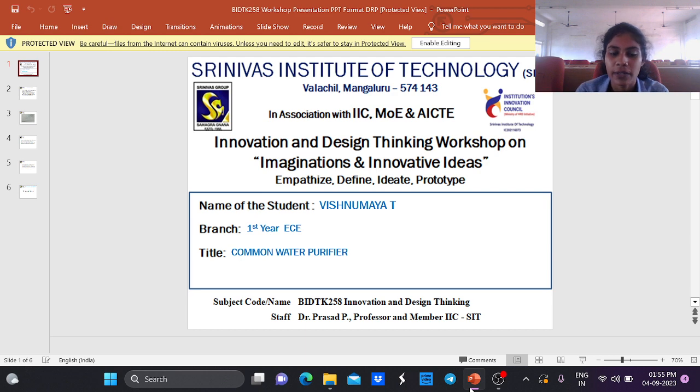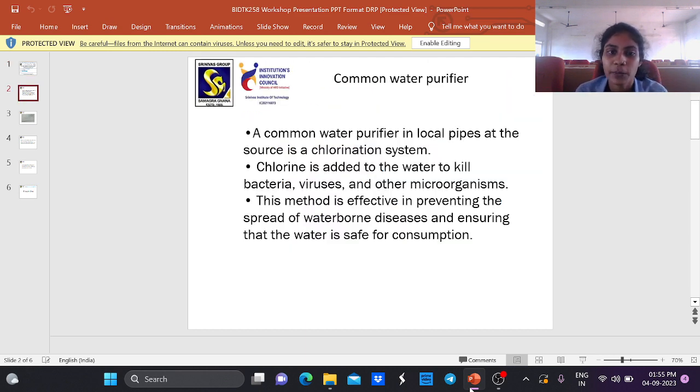My topic is Common Water Purifier. A common water purifier in local pipes at the source is the chlorination system. Chlorine is added to the water to kill bacteria, viruses and other microbes. This method is effective in preventing the spread of waterborne disease and ensuring that the water is safe for consumption.